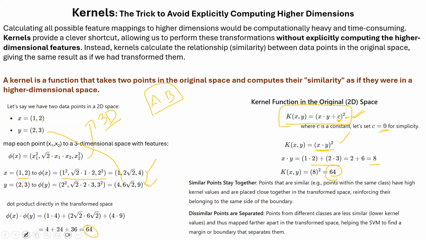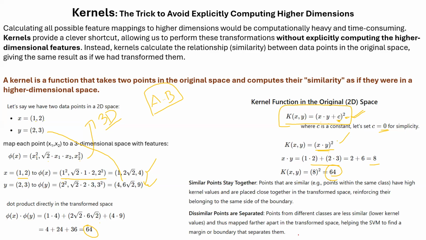So kernel functions simplified the process of transforming the points to higher dimensions. We don't really need to transform the points to higher dimensions. We can just do the dot product in the original dimensions only, by using the kernel trick, by using the kernels. So similar points stay together. Points that are similar have high kernel values and are placed close together in the transformed space, reinforcing their belonging to the same side of the boundary. Points from different classes are less similar, and are mapped further apart in the transformed space, helping the SVM to find the margins or boundaries that separate them.